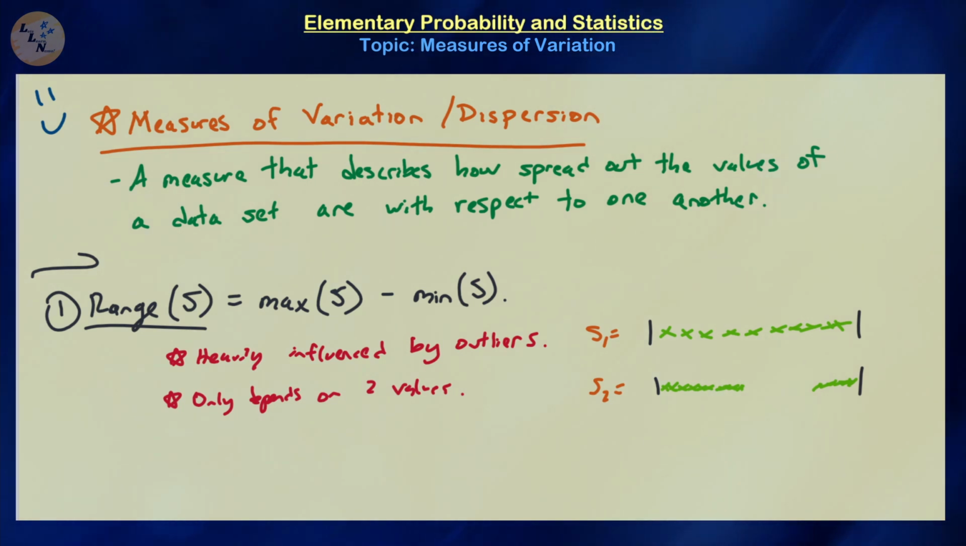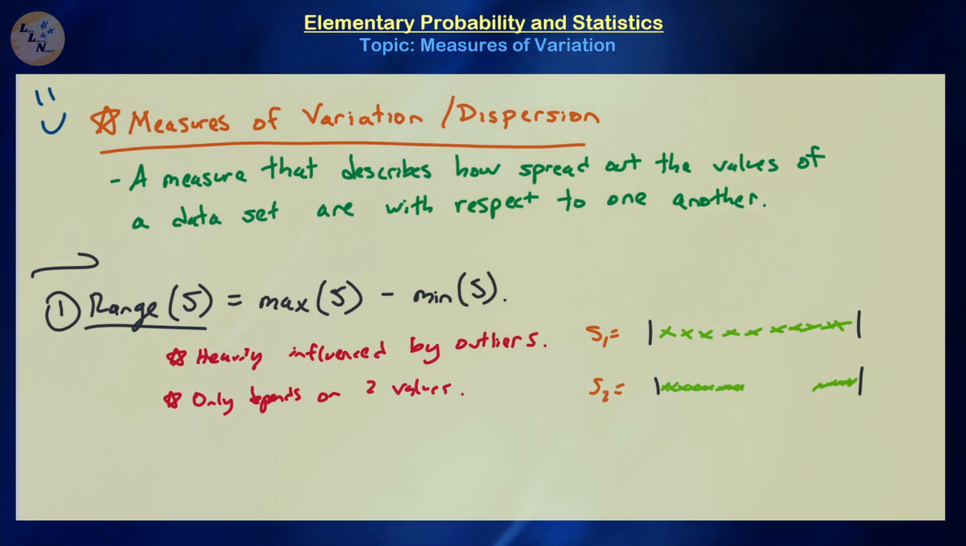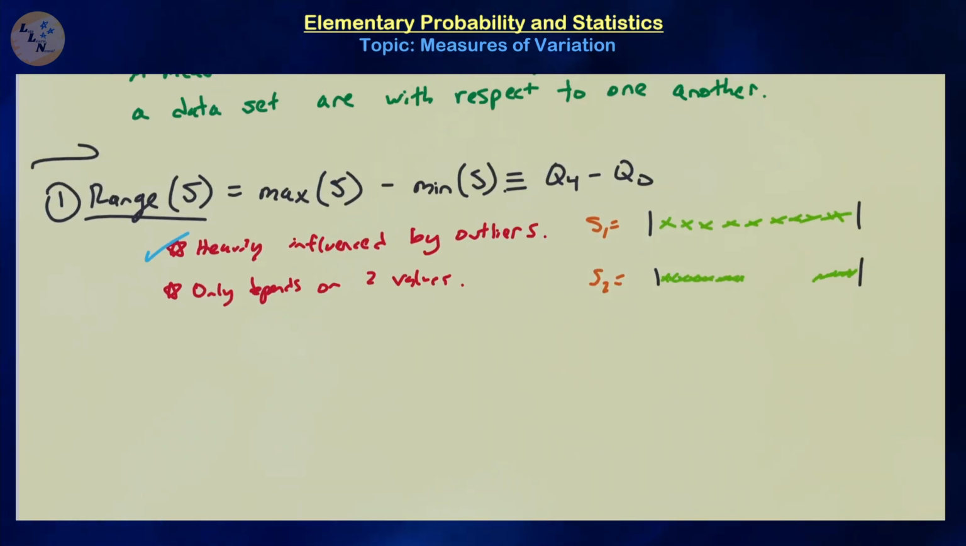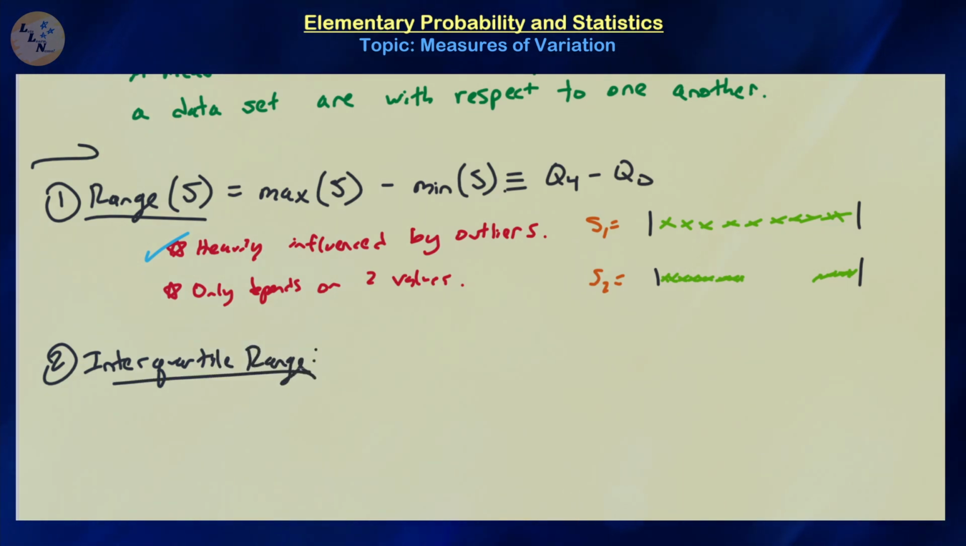So how can we fix at least one of them? So remember, in terms of quartiles, the range can be calculated as Q4 minus Q0, the difference of the outer quartiles. So maybe if we use the inner quartiles, we can at least fix the outlier issue, right? Of course, we're still only going to be using two values if we use the inner quartiles, but at least we fix one of the issues that the range has, right? And that gives birth to what we call the interquartile range. And most of the time, this is abbreviated by IQR.